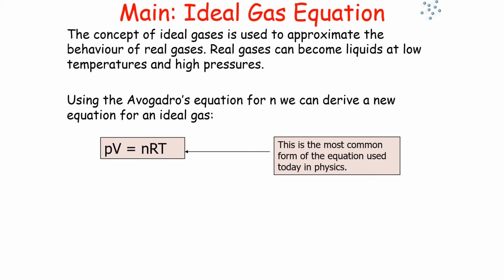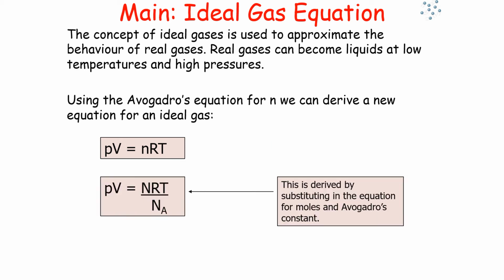Like we said before, PV is equal to nRT, but we just looked in our previous examples at another equation for n. So we can write that and substitute it in. We can substitute in the value for moles using Avogadro's constant, by now saying PV is equal to the number of molecules times R times T over Avogadro's constant.